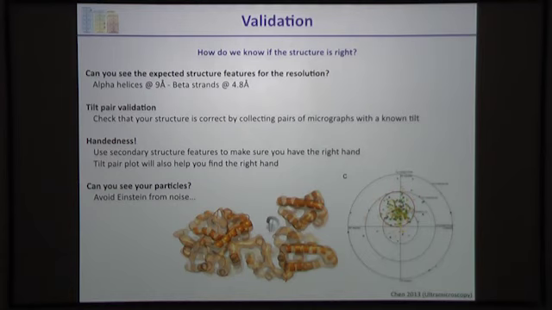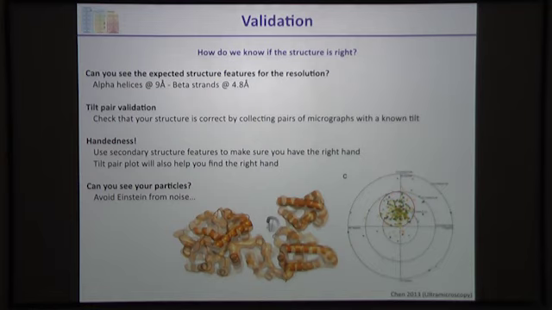So you need to make sure that what you see correlates well with the estimation of resolution that you have. And if the resolution is not good enough, or you cannot validate your reconstruction this way, a tilt pair validation is a very good way of making sure that your structure is correct. And this is done by collecting tilt pairs during data collection. So basically, for a few images, you collect a normal image and a tilted image at, let's say, 20 degrees.